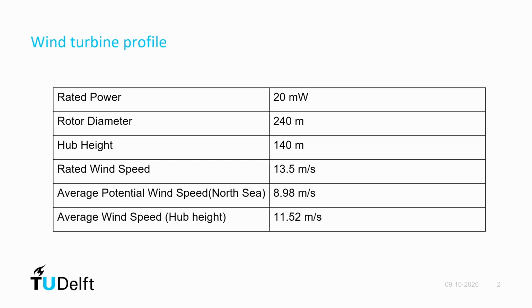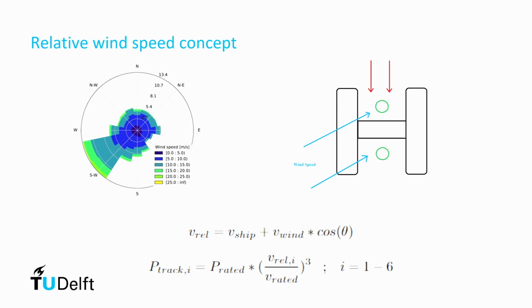So we can apply this value to the power law to calculate the wind speed at our hub height, which is 11.52 meters per second. And this is the relative wind speed concept, because if you see the right-hand figure, when our vessel is sailing at 15 knots, it means we have a relative wind speed, like the red arrow here, of 15 knots.